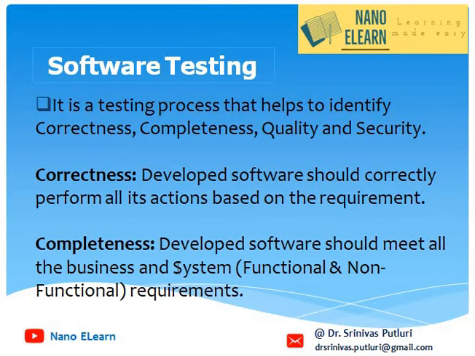Correctness. The correctness indicates that the developed software should correctly perform all its actions based on the requirements given by the customer. And completeness. The developed software should meet all the business and system requirements. When I say system requirements, it should involve both the functional and non-functional requirements.